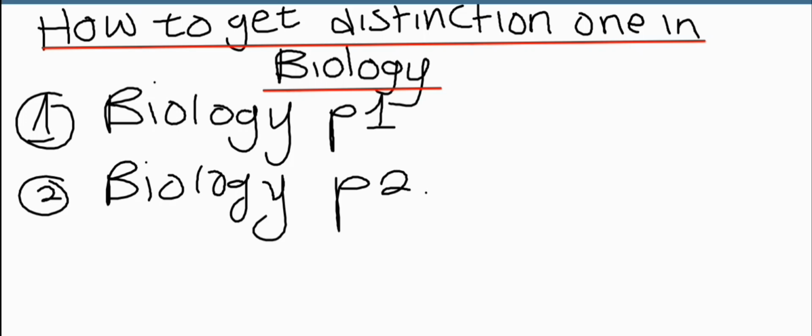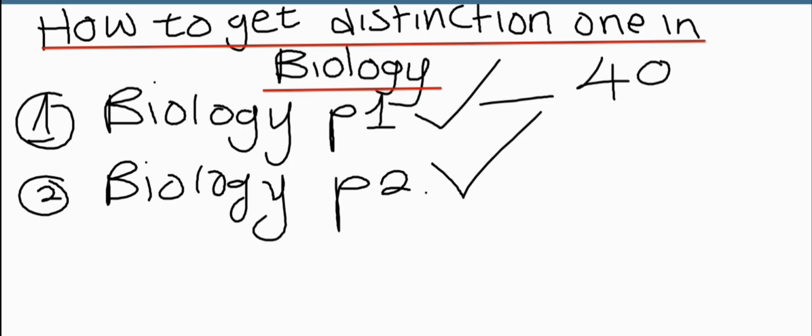So usually biology consists of 2 papers, that is biology paper 1 and biology paper 2. Now, as for biology paper 1, this one consists of multiple choice questions, and they are about 40 questions.